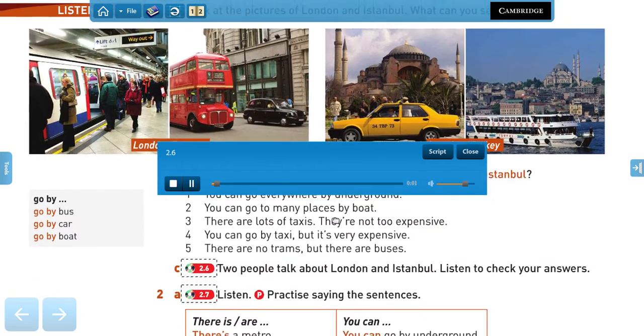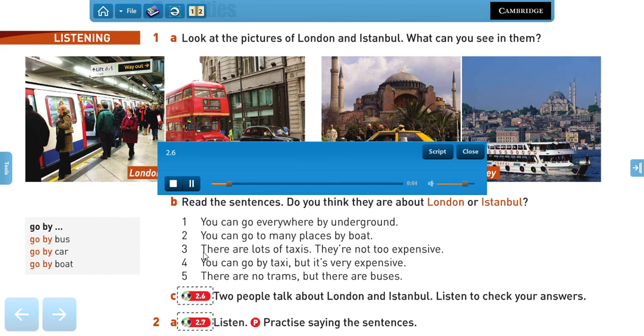Track 6. London. In London, you can go everywhere by underground. It's very fast and quite expensive. There are taxis, and they are very expensive. There are no trams, but there are buses. The buses are slow, but it's a really good way to see the city. Istanbul. The buses are cheap, but they're quite slow. There are lots of taxis, and they're not too expensive. And you can go to many places in Istanbul by boat. The boats are very good, and they're cheap too.